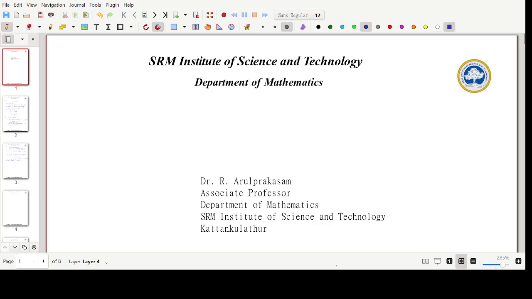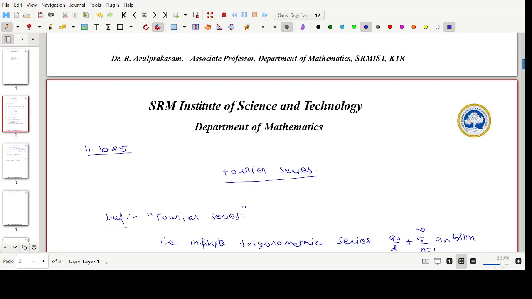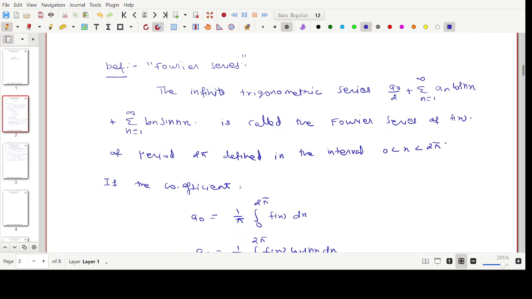Today in my lecture I am going to discuss Fourier series. It is Unit 5 in our syllabus. First I will explain the definition of Fourier series. A Fourier series is nothing but an infinite trigonometric series. So a function can be expressed in a series representation in terms of sine and cosine.